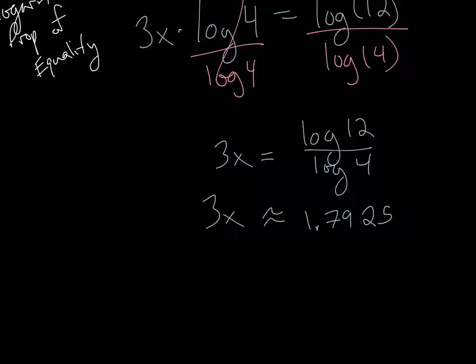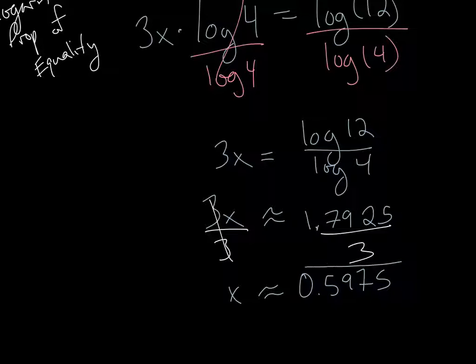Now we can divide the left hand side by 3, divide the right hand side by 3, so x is approximately 0.5975. Okay, and that is your approximation for x. Alright, let's try one more like that.